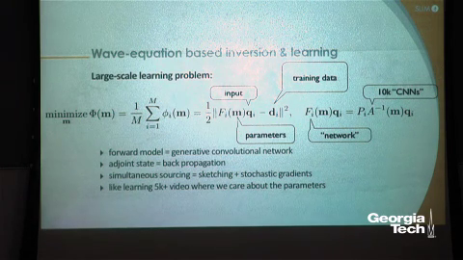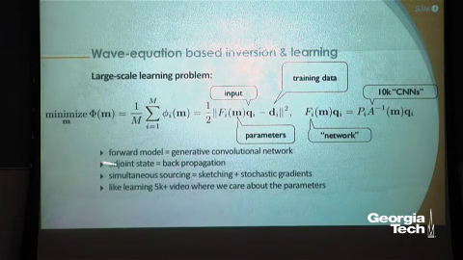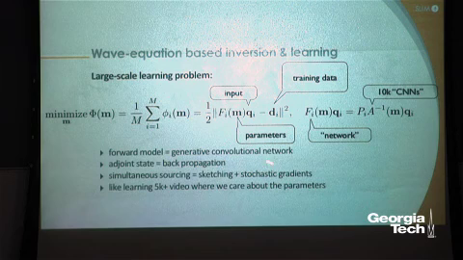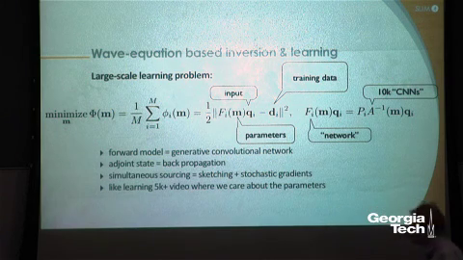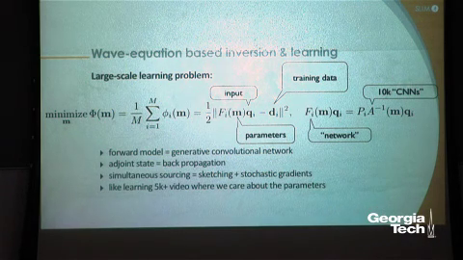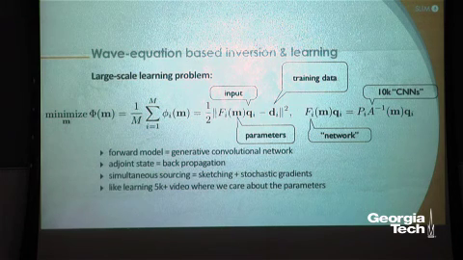Okay, and there are lots of associations you can have. As I said, the forward model, you can think of that as a generative convolutional network. We do things called adjoint state, but that's backpropagation. We do simultaneous sourcing, that's sketching and stochastic optimization. So a lot of terms that may be well known in the machine learning community also apply to our community. We just call them differently, right?